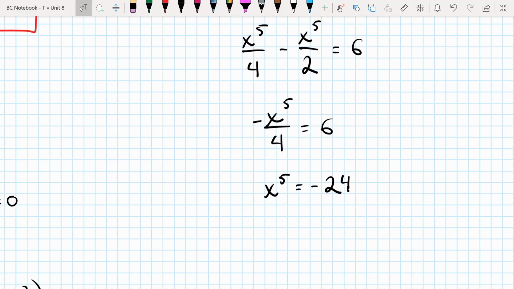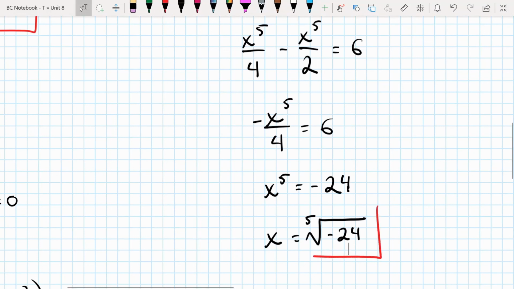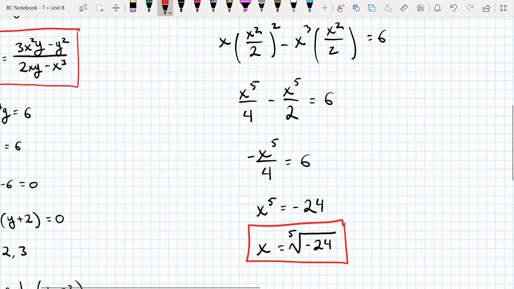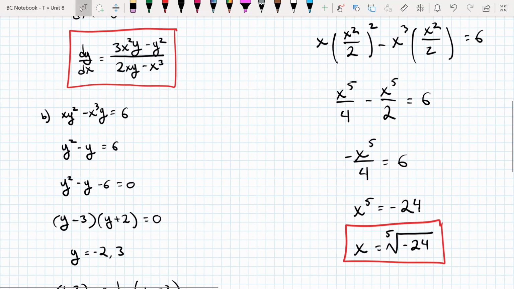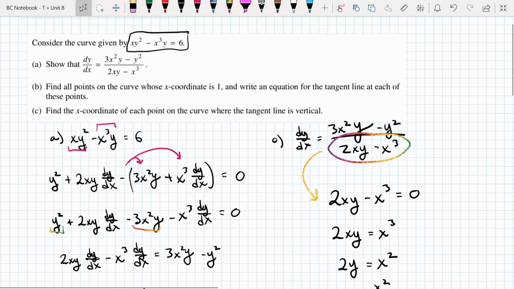And because this is an odd number, it's okay that there's a negative on the other side. So the x value is going to be the 5th root of negative 24. And that's actually the answer for this one. So again, because it's an odd value, it's kind of like taking the cube root of negative 1. That's negative 1. It's okay that there's a negative there, as long as the degree of the root is odd. Okay? So that's FRQ number 2.